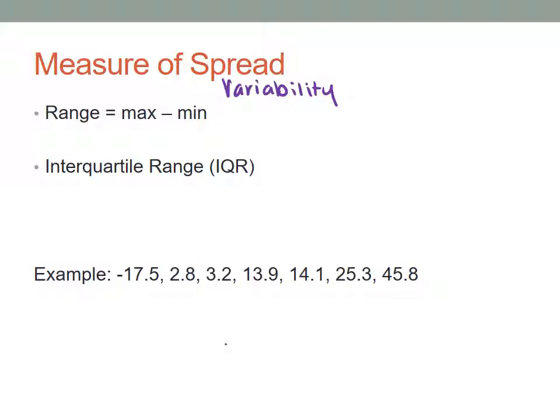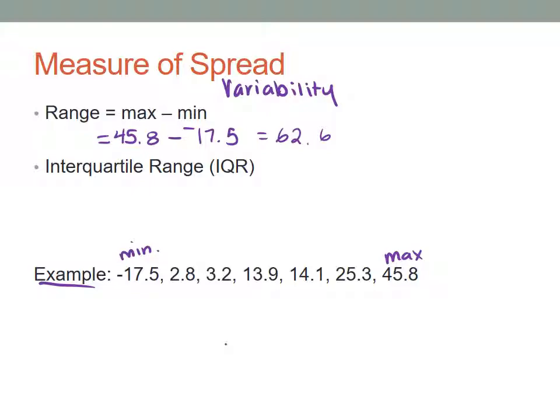The first we'll talk about is the range. It's simply the maximum value minus the minimum value. So if we look at our example down here, our minimum value is negative 17.5 and our maximum value is 45.8. So to calculate range, we're simply going to take 45.8 and subtract negative 17.5 to find that the range of our data is 62.6. And usually we have some units that we would refer to in order to figure out what that means. But range is the maximum minus the minimum.